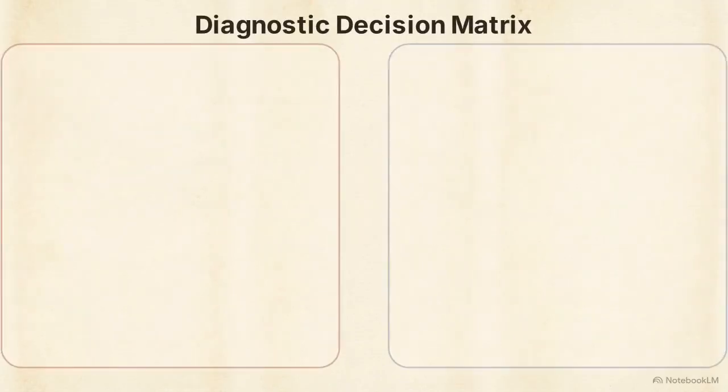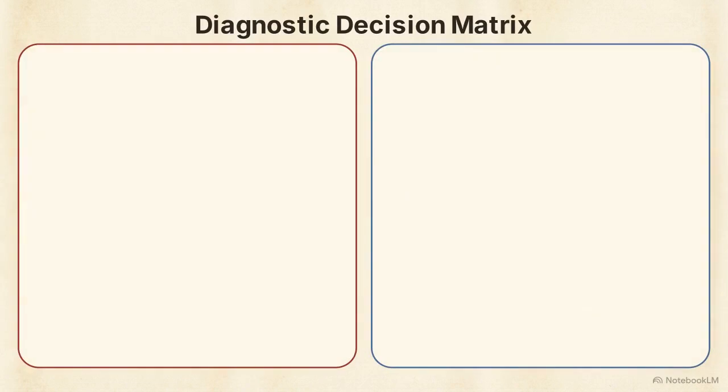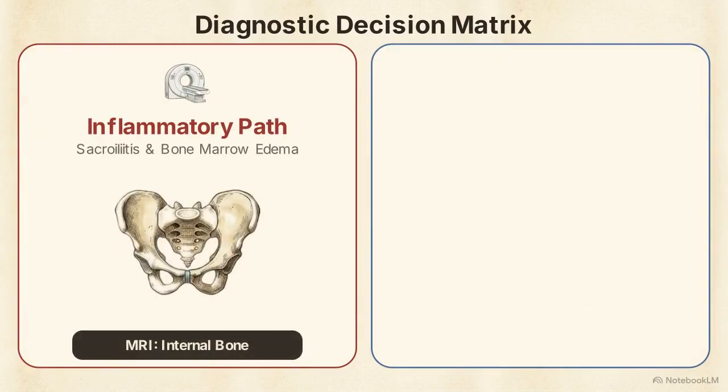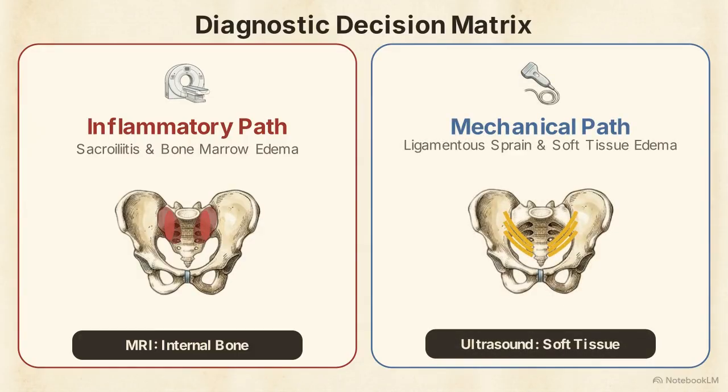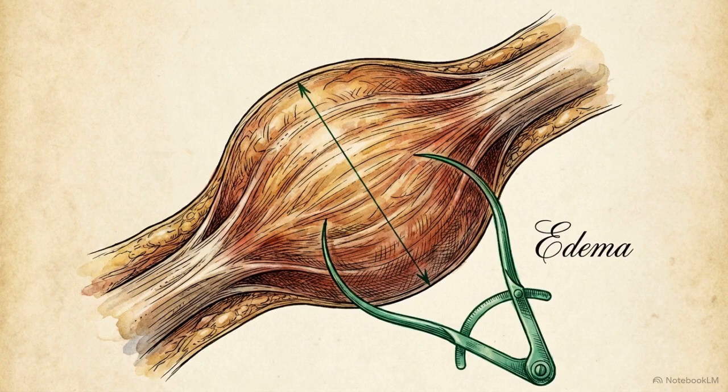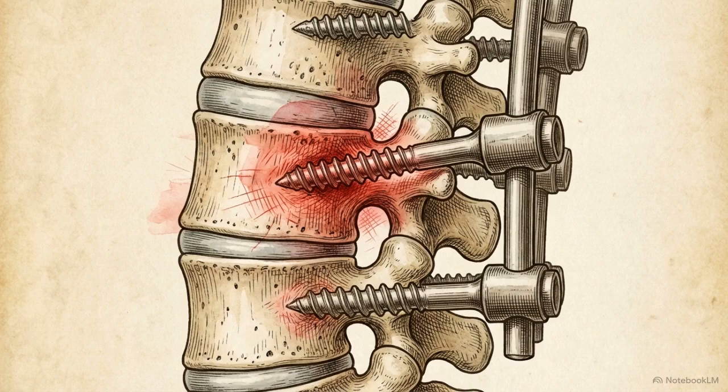This split-screen matrix compares the required diagnostic modalities for SI joint pathology. If a clinician suspects inflammatory sacroiliitis, often secondary to spondyloarthritis, an MRI is essential to capture the bone marrow edema. For non-inflammatory ligamentous conditions, ultrasound is the superior modality. Targeted ultrasound allows clinicians to evaluate the long posterior sacroiliac ligament in real time, revealing soft tissue edema and pathological thickening that plain radiographs completely miss. These mechanical failures are frequently compounded by prior surgical interventions.